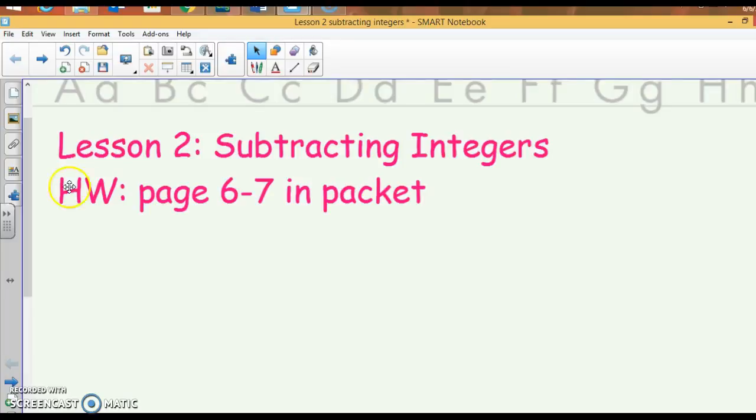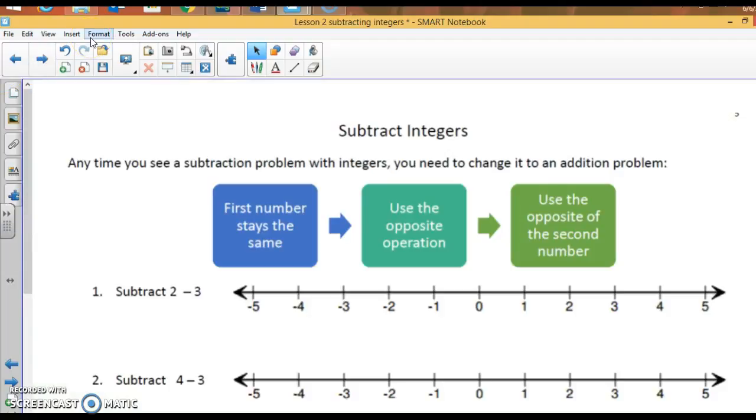All right, today's lesson is lesson 2, subtracting integers. The homework that goes along with this is page 6 and 7 in your packet. It's all the same. Now, yesterday we talked about adding integers using the number line and rules. Today we're talking about subtracting integers using the number line and rules.